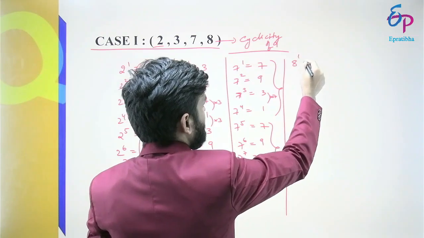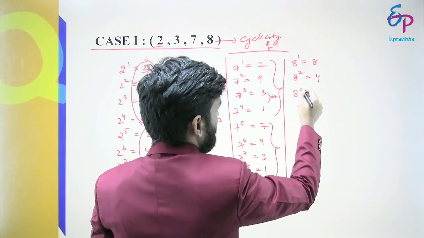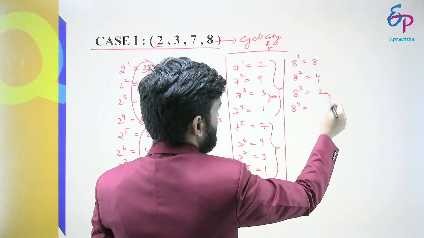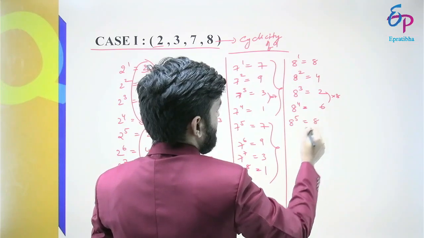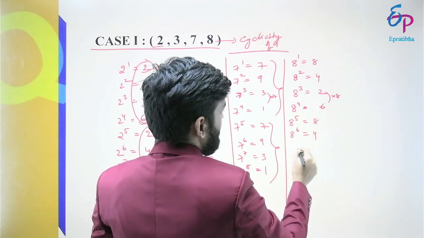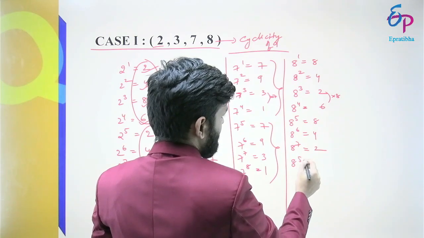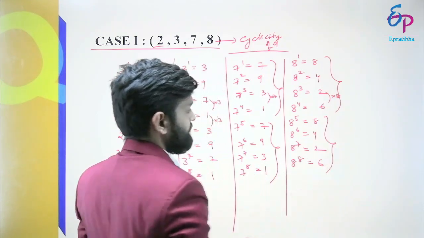One more number. 8 power 1 is 8. 8 square is 64. 8 cube is 512. 8 power 4 is 6. Again 8 power 5 is 8. 8 power 6 is 4. 8 power 7 is 2. 8 power 8 is again 6. It follows the cyclicity of these values.